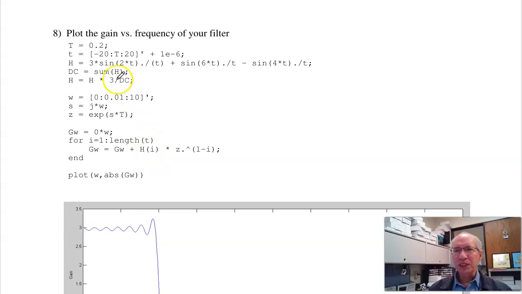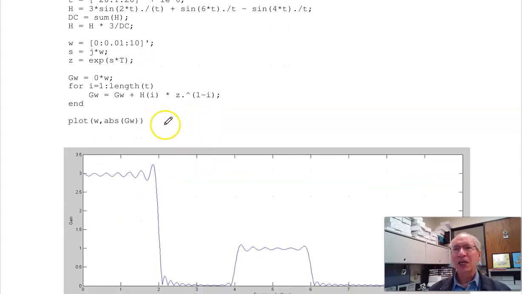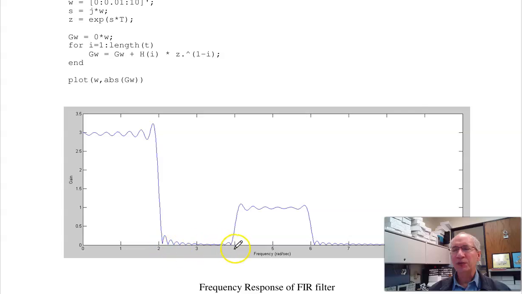The frequency response is the first impulse times 1, second impulse, h of 1, times 1 over z squared, 1 over z cubed, and so on. s is j omega, z is e to the sT, so here's 1 over z squared, 1 over z cubed. Add them all up. Here's the actual frequency response of my FIR filter. What's kind of impressive is this is pretty darn close. The gain is roughly 3 out to 1 radian per second, roughly 0, then roughly 1, then roughly 0.